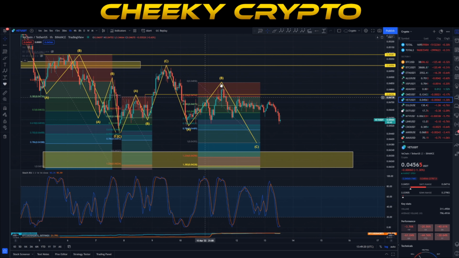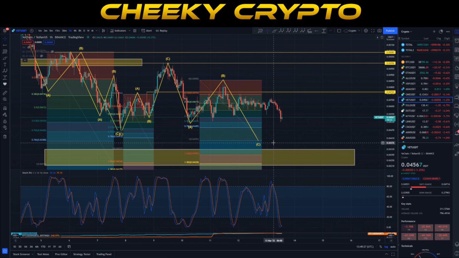Now, here we obviously have this ABC move coming down. The B wave high was up here at about 4.85 cent, and we are looking to come down to about 4.3. That's on the 1-to-1 ratio. I will also note that it's not a guarantee that we come that low.